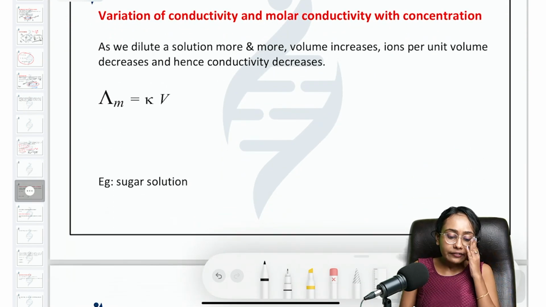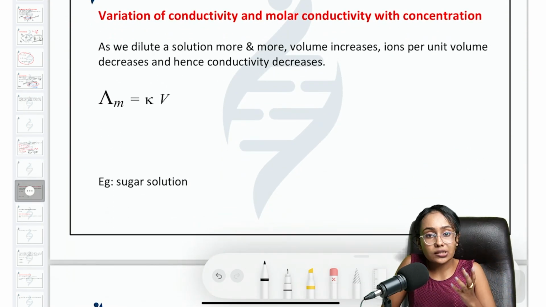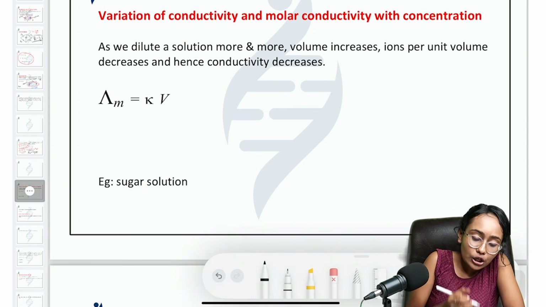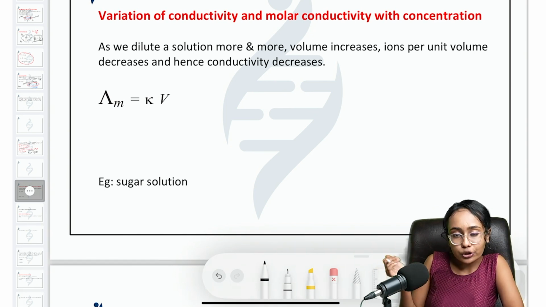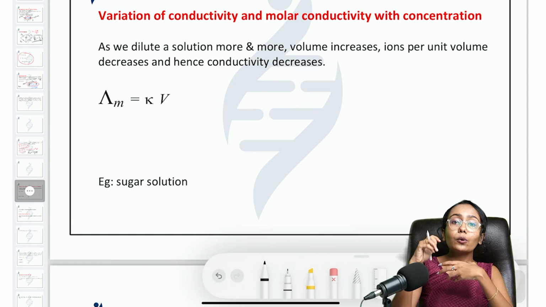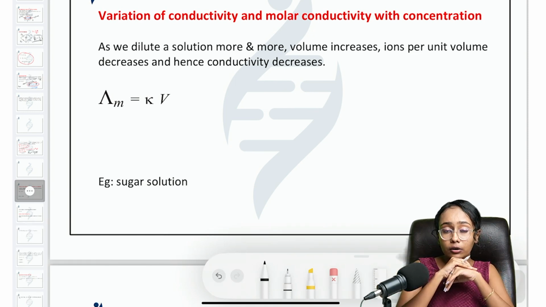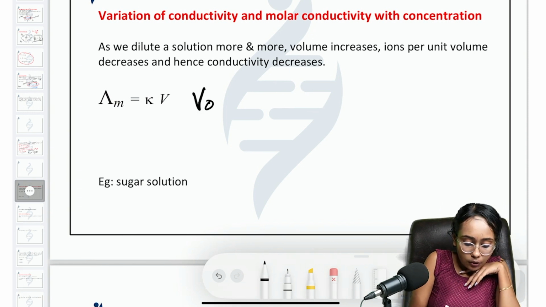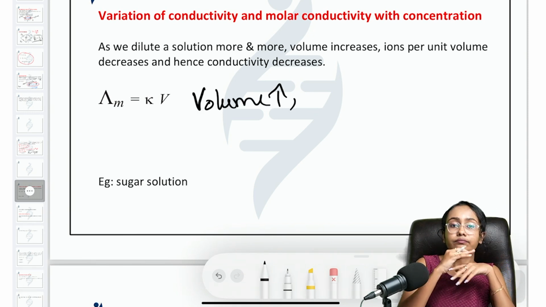Now, variation of conductivity and molar conductivity with concentration. You know what concentration is, right? Concentration is the amount of solute particles in a given amount of solvent. So what happens when concentration is high or low for conductivity and molar conductivity? Let's see. We'll take an example of sugar solution. I'm adding more and more water, so the volume increases.